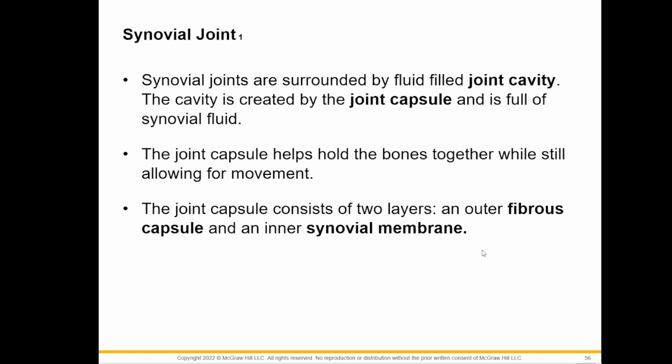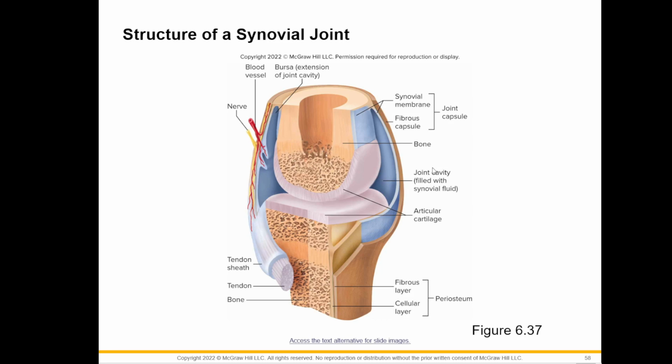So let's just highlight synovial joints. Again, synovial joints are joints filled with fluid. And this cavity or joint cavity is created by a joint capsule. So the joint capsule holds the bones together, but it still allows for movement. And the joint capsule is usually composed of two layers, an outer fibrous capsule and an inner synovial membrane. Let me show you.